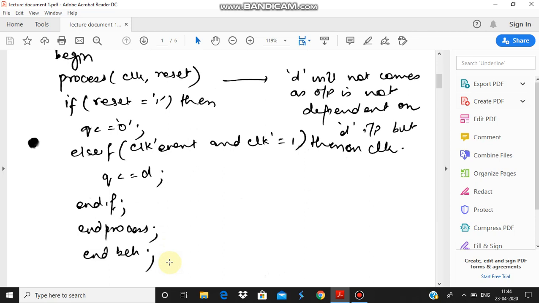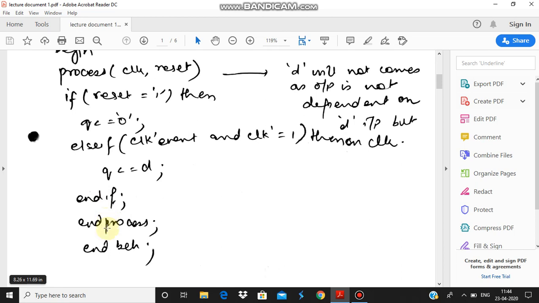Reset should be high, right? If reset is high, then your output Q will be 0. But when will Q follow D? It will follow D only for the rising edge of the clock. If the condition is clock is positive edge triggered, then your Q is less than or equal to D, end if, end process and end behavior.